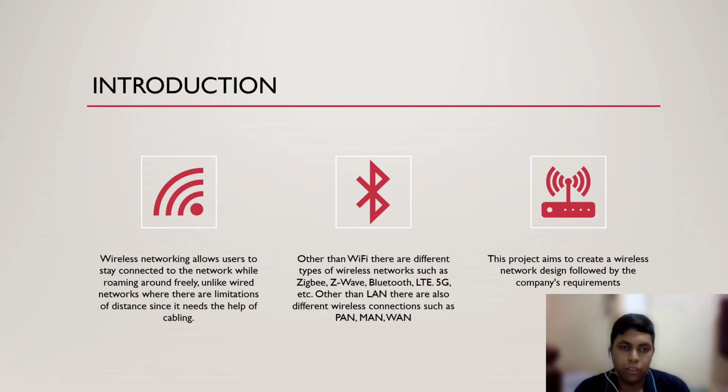So for the first slide, I will be talking about the introduction of this project. Wireless network allows users to stay connected to the network while roaming around freely. Unlike wired networks, there is a limitation of distance since it needs the help of cabling. Other than Wi-Fi, there are different types of wireless networks, such as ZigBee, Z-Wave, Bluetooth, LTE, 5G, etc. Other than LAN, there are also different wireless connections, such as PAN, MAN, and WAN. In this project, it will help us to create a wireless network design following the company's requirements.